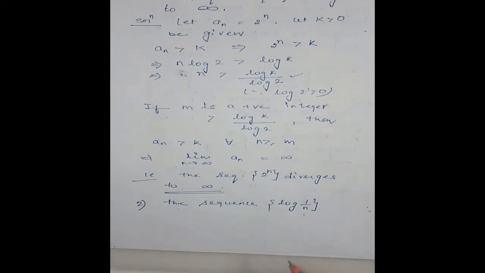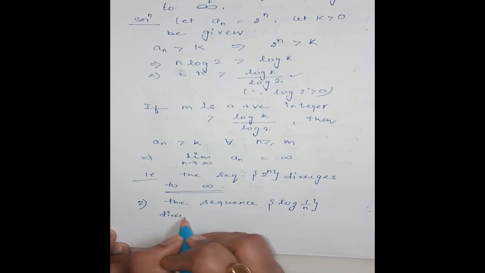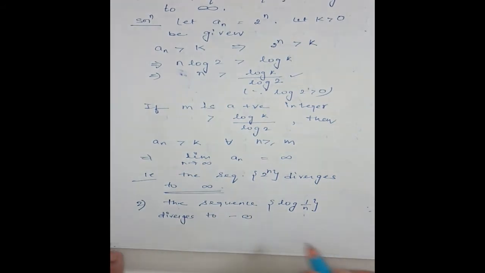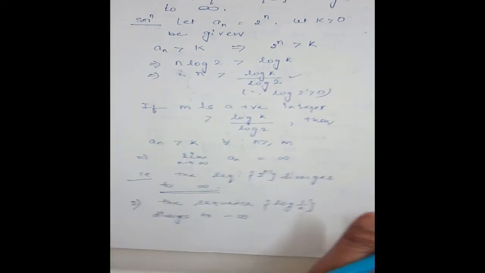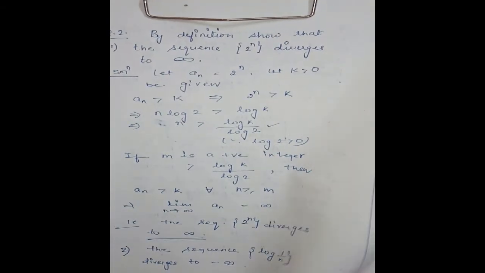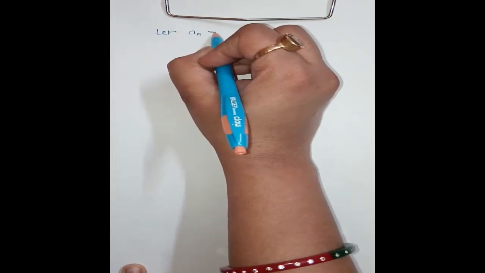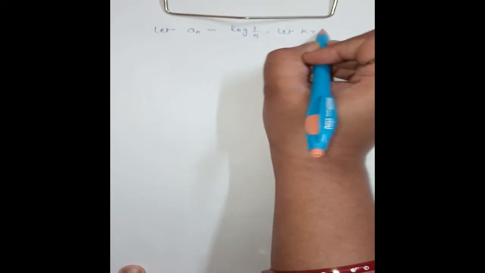Show that the sequence log 1 by n diverges to minus infinity, again by using the definition. Clear? Log 1 by n. Now let a_n equal log 1 by n and let k greater than 0 be given.